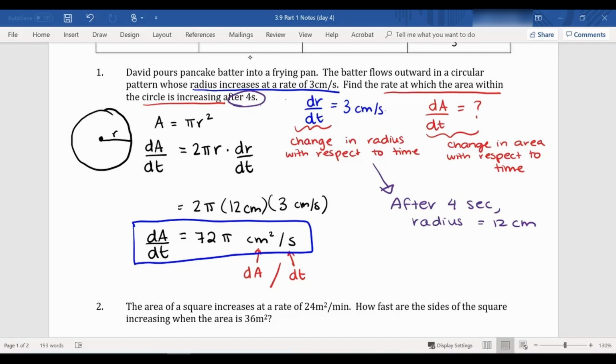So your first step is you need a relationship between your two variables. Once you do the implicit differentiation, you'll have a rate of change relationship between the change in one variable compared to the change in another, and that will allow you to find your missing piece.